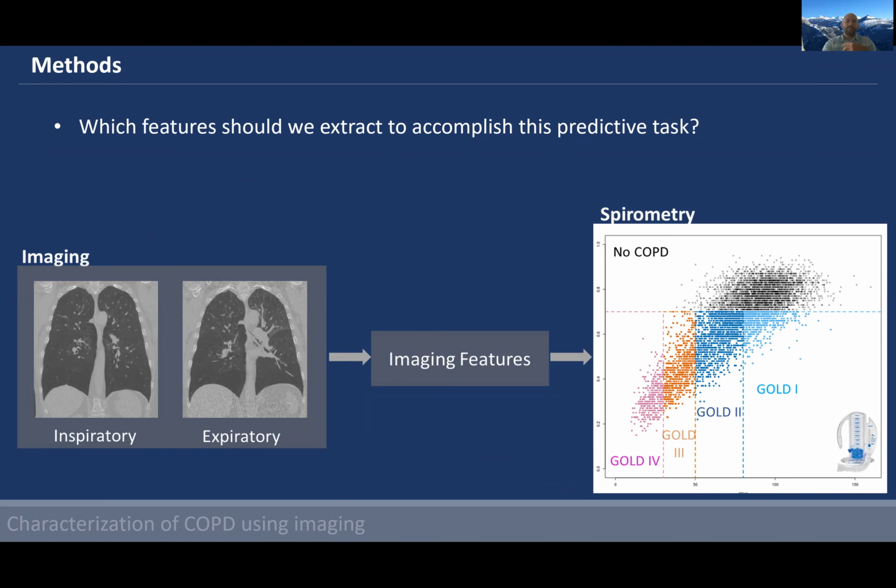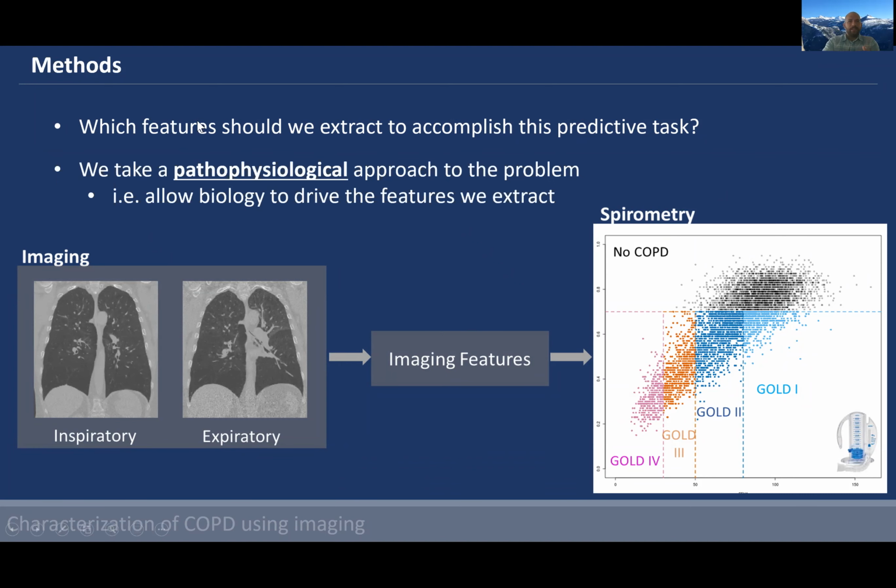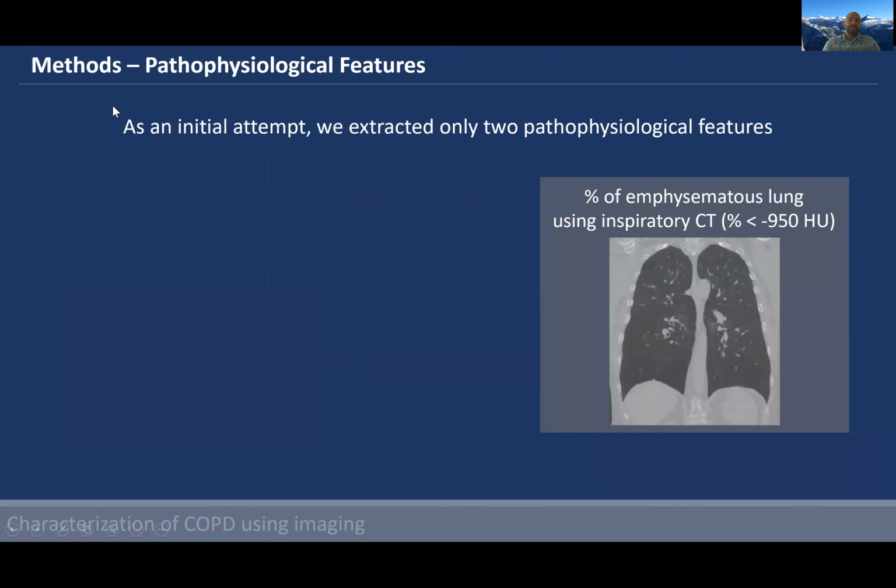So in order to come to a conclusion with how we should extract these features, we decided to take a pathophysiological approach to the problem. What this means is we want the clinical understanding of the mechanisms behind COPD to drive the features we extract. We want the biology to drive the features we extract. So as an initial attempt, we try extracting only two clinically understood features, right?